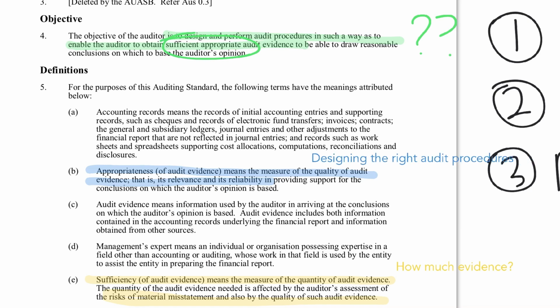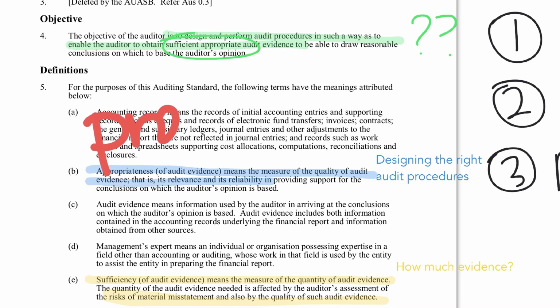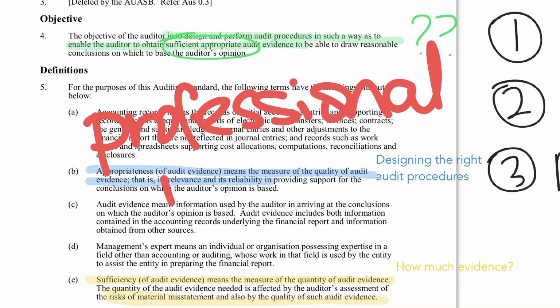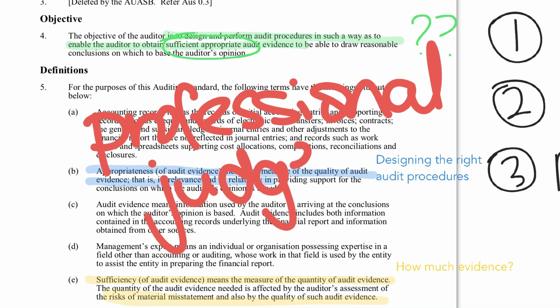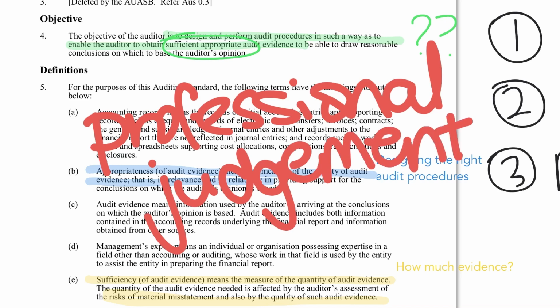And that takes experience. This is one of the hardest things for students to get a handle on, is designing the right audit procedures. And there's no absolutely 100% foolproof answer as to how much is sufficient and how much is appropriate. The key for auditors is that they have to use their professional judgment. All right, and that only comes from experience and practice and understanding the profession.